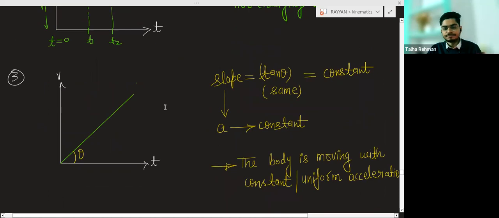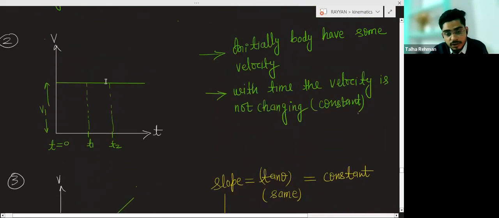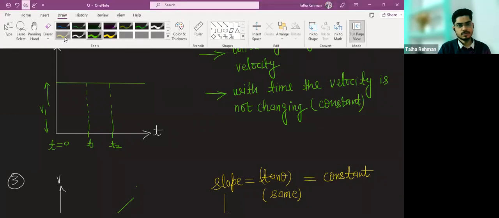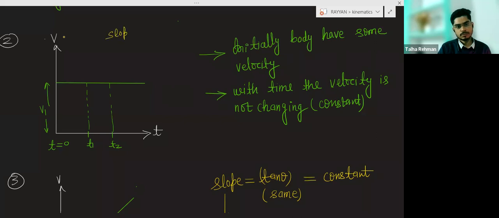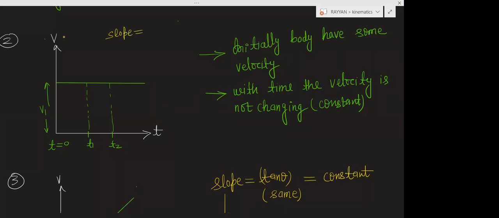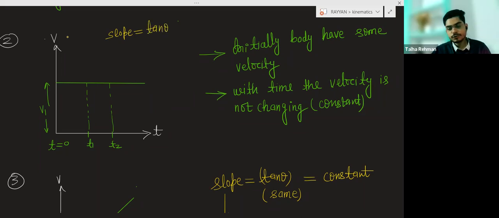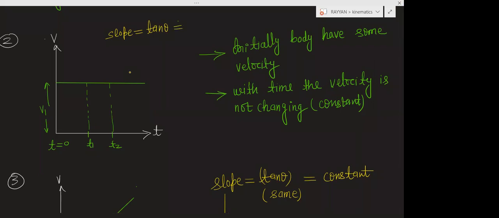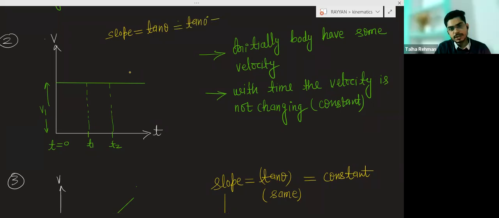Now if this type of graph, one more thing you can apply here. Can you find the slope of this graph? Slope is what? Tan of theta, and theta should be with the x-axis. Theta is the angle between the time axis and the graph. This is the time axis and this is the graph. What is the angle between both of these? 0 degree. And tan 0 degree is 0.